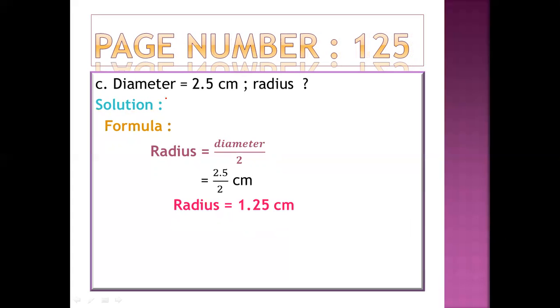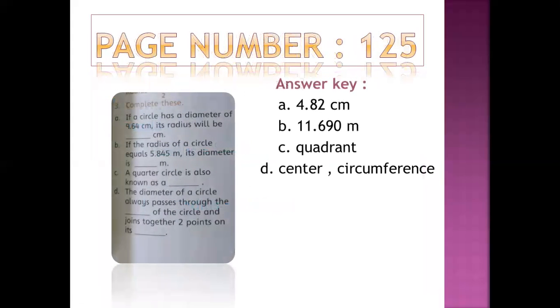Part C, diameter is 2.5 centimeter. Again, you divide diameter by 2. 1.25 is the radius of the required circle. The last part of this question is part D. Diameter is 2.1 centimeter. You also measure the diameters with your scale, okay? 2.1 centimeter. When we divide it by 2, 1.05 centimeter will be the radius of the given circle, or we can say 1.1 centimeter.